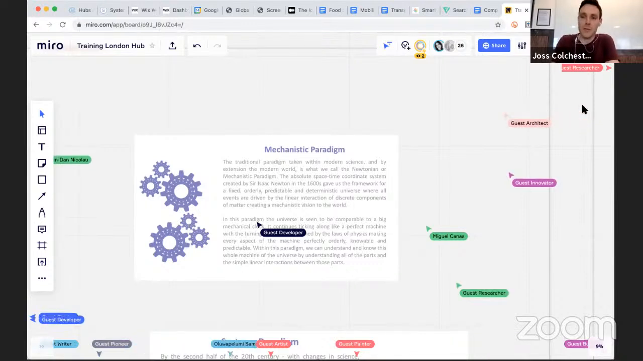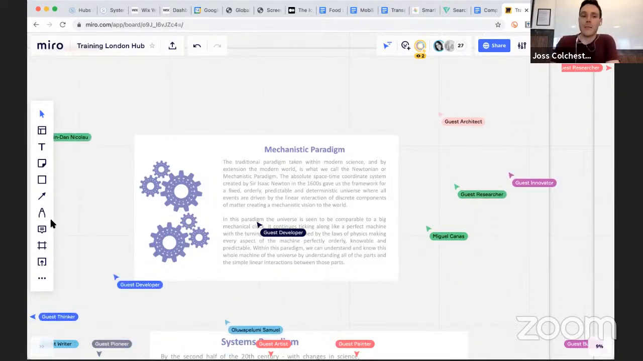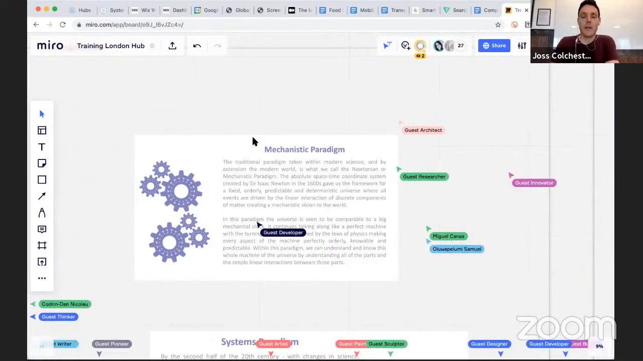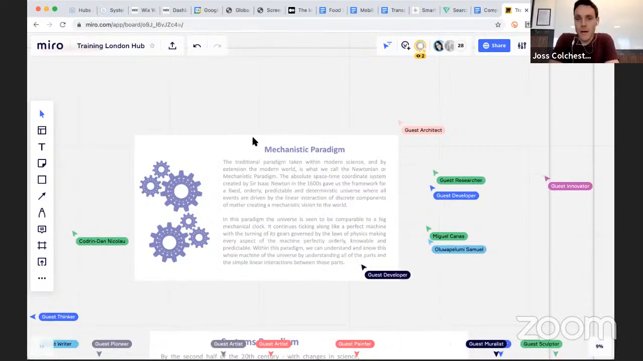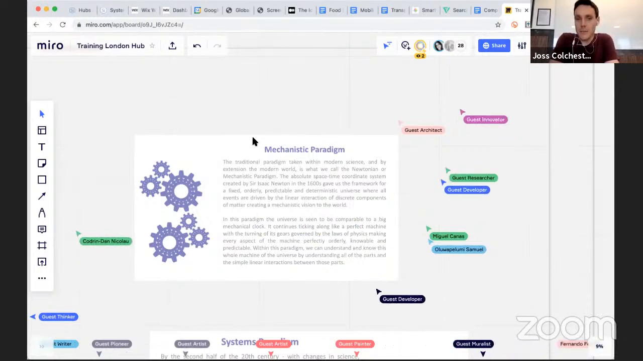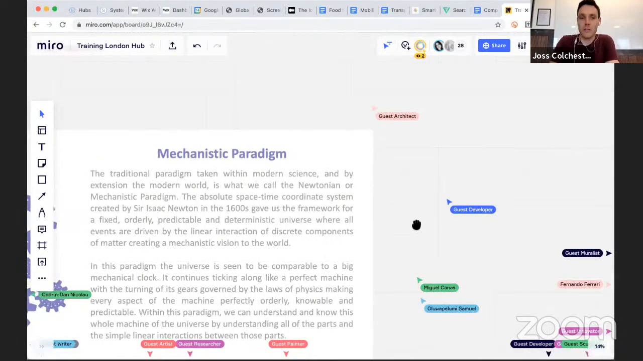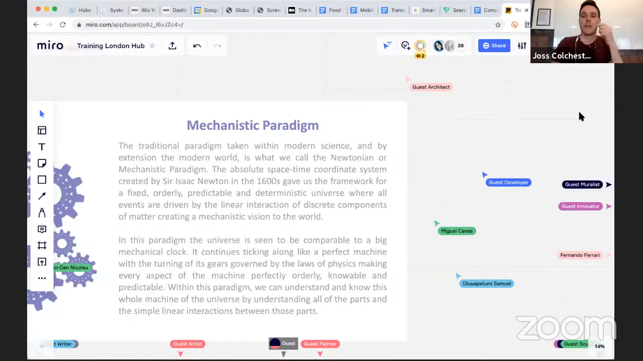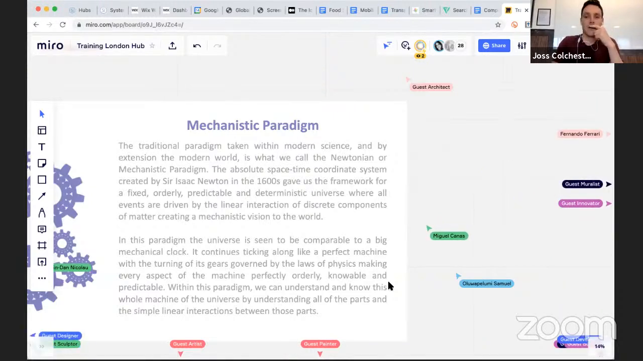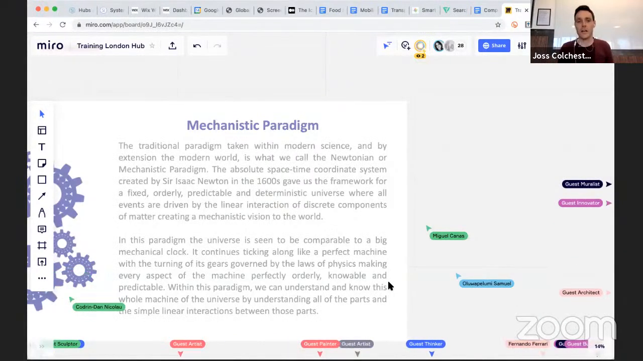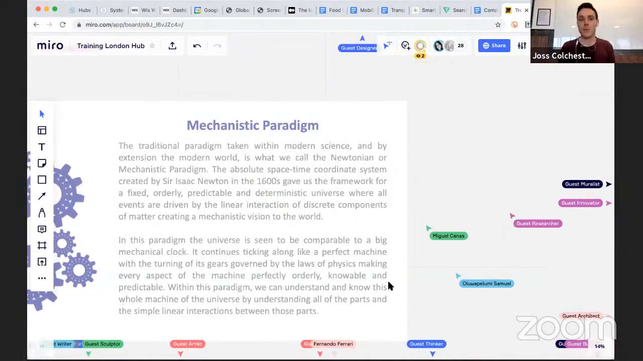This is known to be the dominant paradigm in our modern world, particularly in Western culture, since the rise of modern science some 400 or 500 years ago. So the traditional paradigm taken within modern science, and by extension, the modern world, is what we call the Newtonian mechanistic paradigm. Newton fleshed this out and gave it the greatest coherence some 400 years ago, but it really dominates our modern way of looking at the world now.